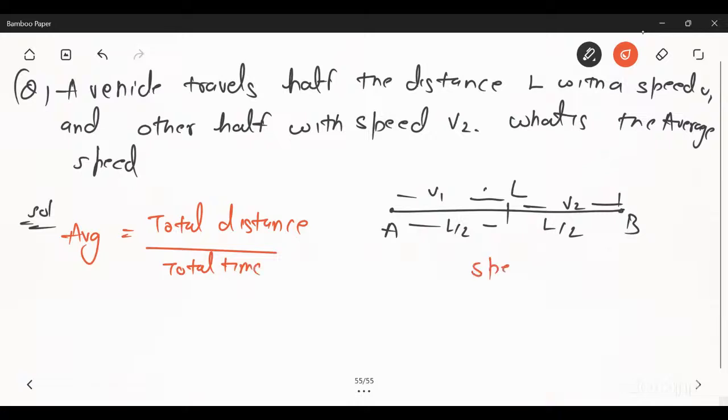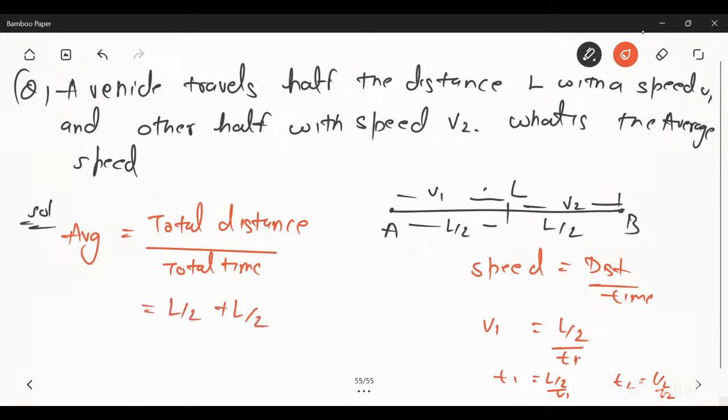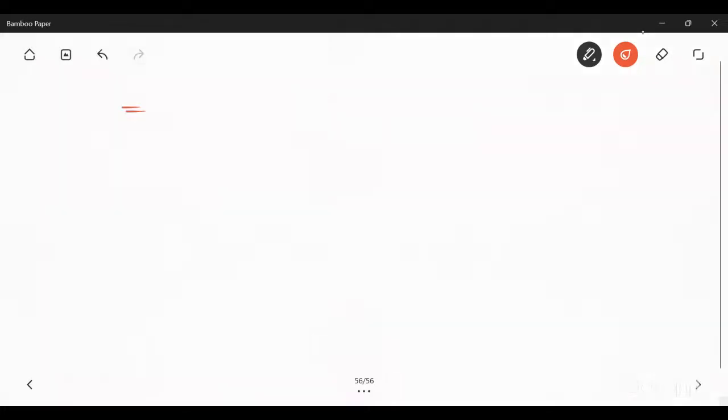We know that speed is equal to distance upon time. So V1 is equal to L by 2 upon time 1, so time 1 is equal to L by 2 upon V1. Similarly, time 2 is equal to L by 2 upon V2. So total distance is L by 2 plus L by 2, upon L by 2 upon V1 plus L by 2 upon V2. In the denominator, you can take L by 2 common, so 1 upon V1 plus 1 upon V2.